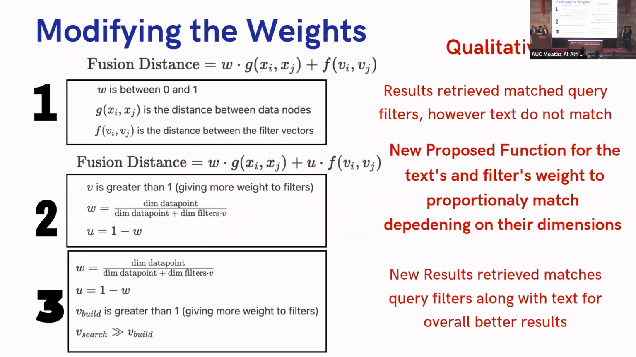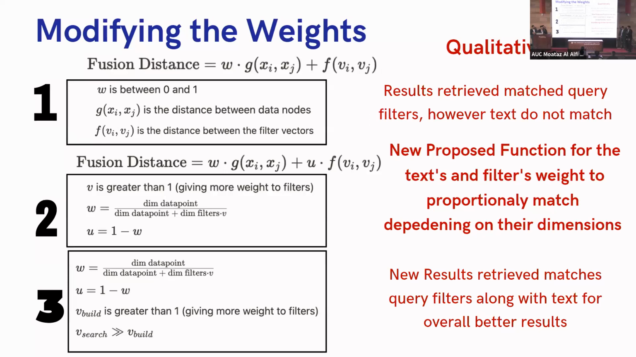Secondly, we began modifying the weights depending on our use case and on whether we want to give more weight to the filter or to the text data. Previously, as mentioned, the fusion distance function provides a weight W, which allows us to modify the weights between the text data and filters. However, when we tested the fusion distance qualitatively on the Amazon reviews dataset, we found that the results retrieved matched the query, but the text data didn't match at all. This means that the fusion gives more weight to the filters than the text, and also that the graph quality was not the best.